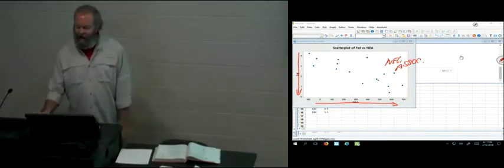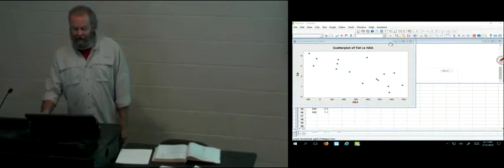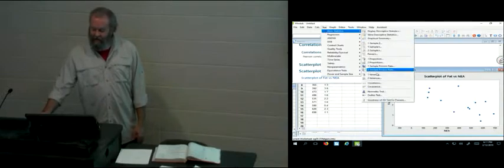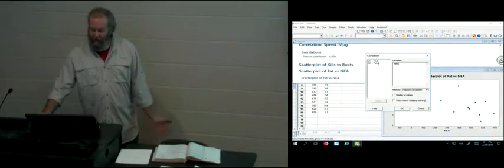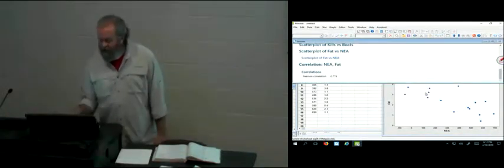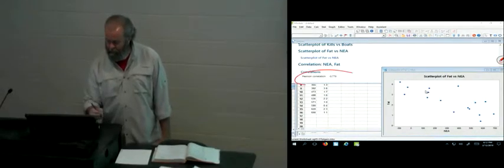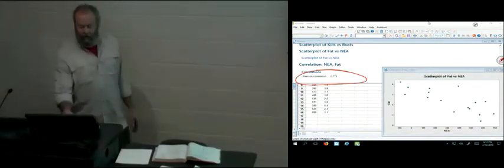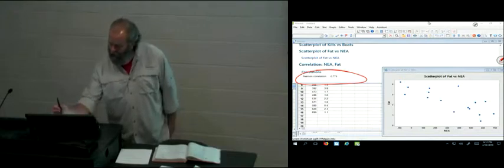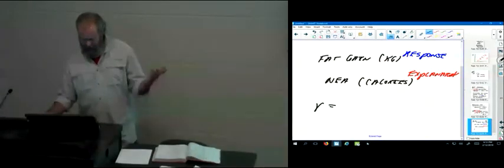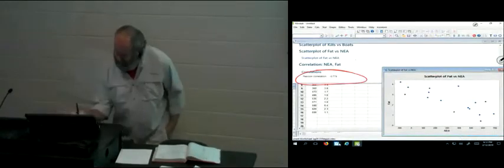What else should I calculate here? Well, what I should calculate is, I should slide this over, just what we were talking about in the other chapter. I should go to stat, basic statistics, correlation, and I should calculate the correlation between the NEA change and their fat gain. What I want to know out of you folks is, does that match up with what I'm seeing in your scatter plot? Does the negative make sense? Yeah. So over here, my correlation that we calculated, right, was minus 0.779 or something like that.